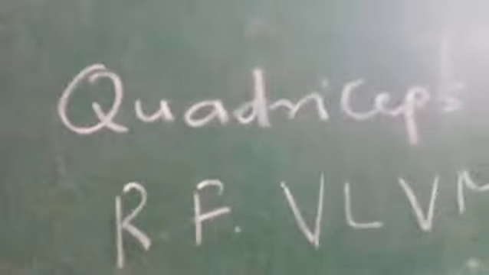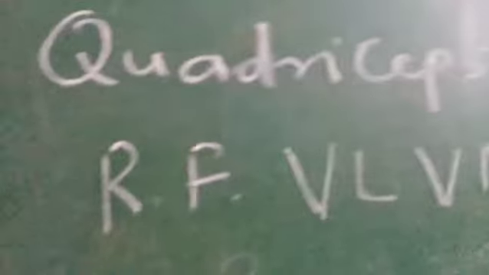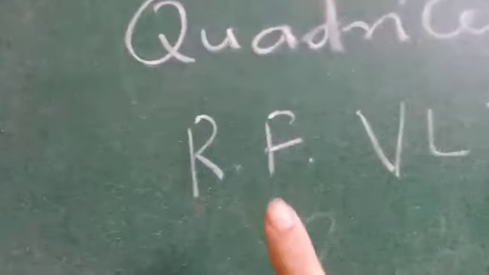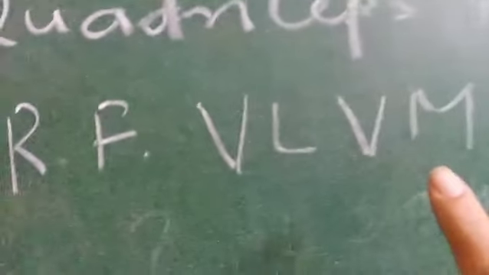Exam-oriented teaching of quadriceps femoris muscle. Yes, what is expected? Enumerate quadriceps femoris muscles. Quadri means four. 1, 2, 3, 4. So rectus femoris, vastus lateralis, vastus medialis, and vastus intermediatus.